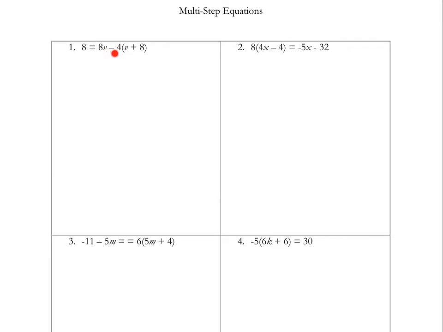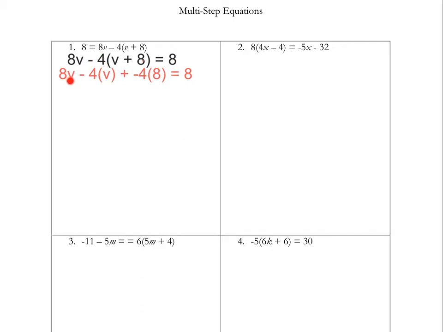Right here, this 4 parentheses v plus 8, we need to distribute that, okay? The 8v is not part of the parentheses, so you don't need to worry about anything with that. Also, I don't really like how this is written. I like my equal sign to be on the right, so I'm going to rewrite it and put it on the right side, all right? I rewrote it right here: 8v minus 4 parentheses v plus 8 equals 8. I just flipped it, okay?